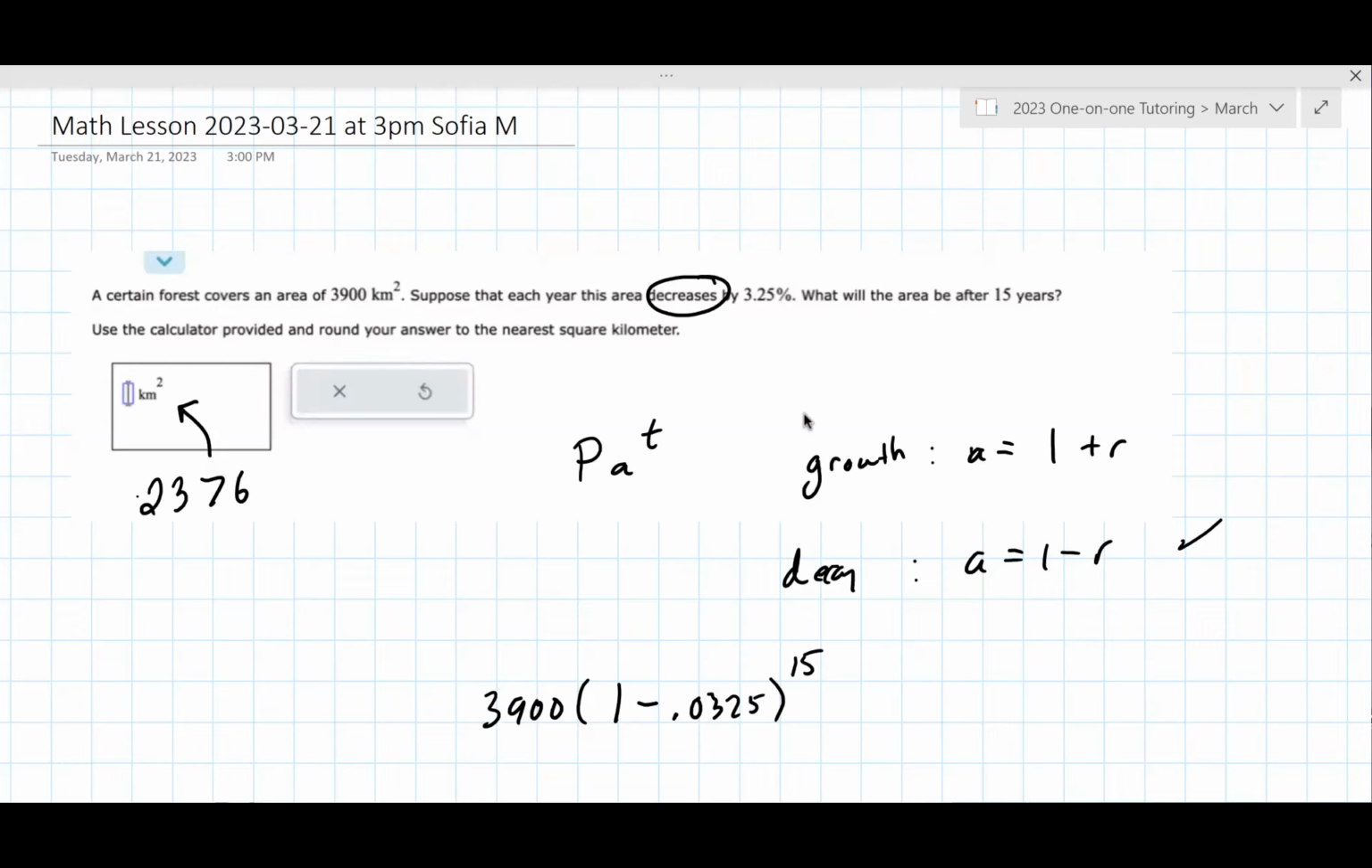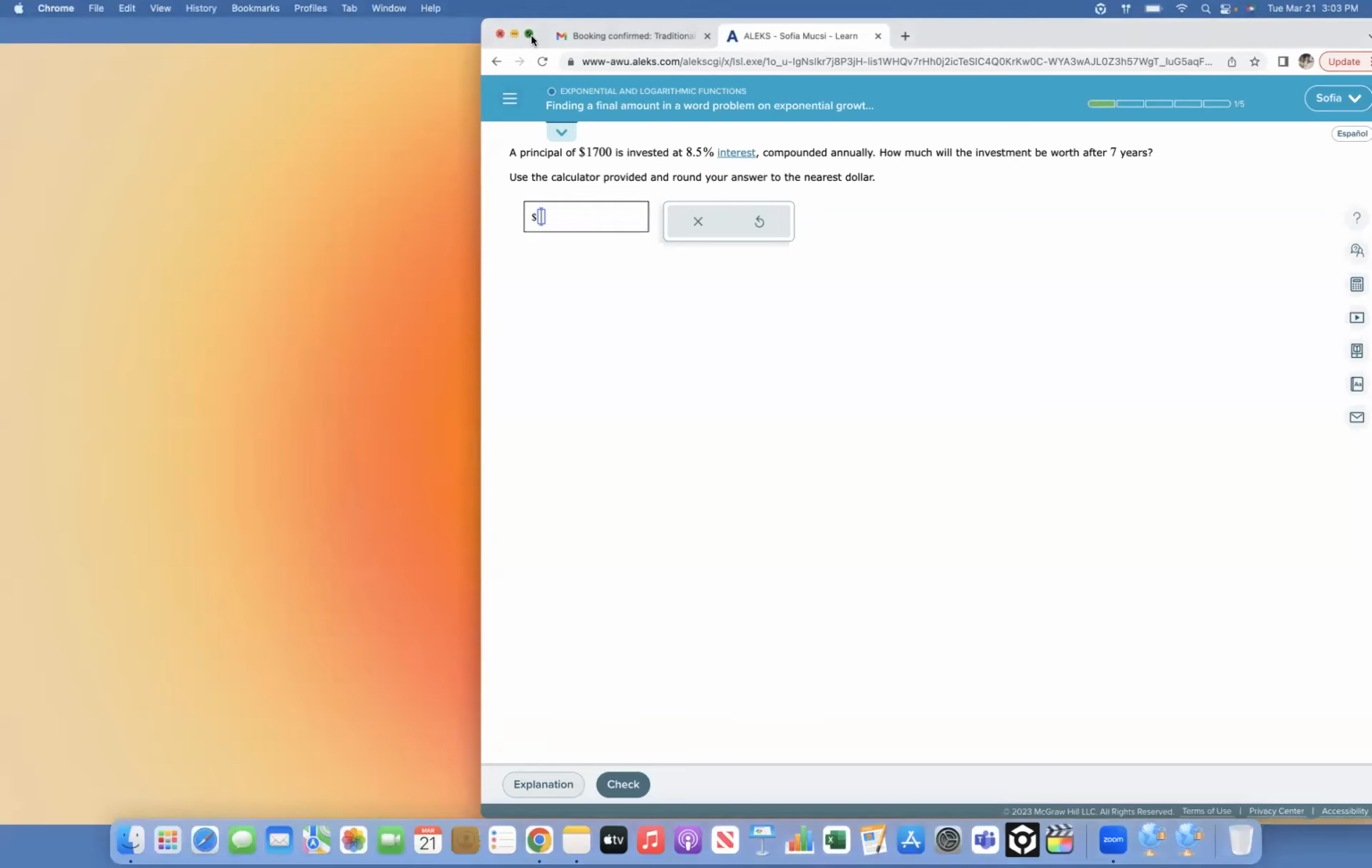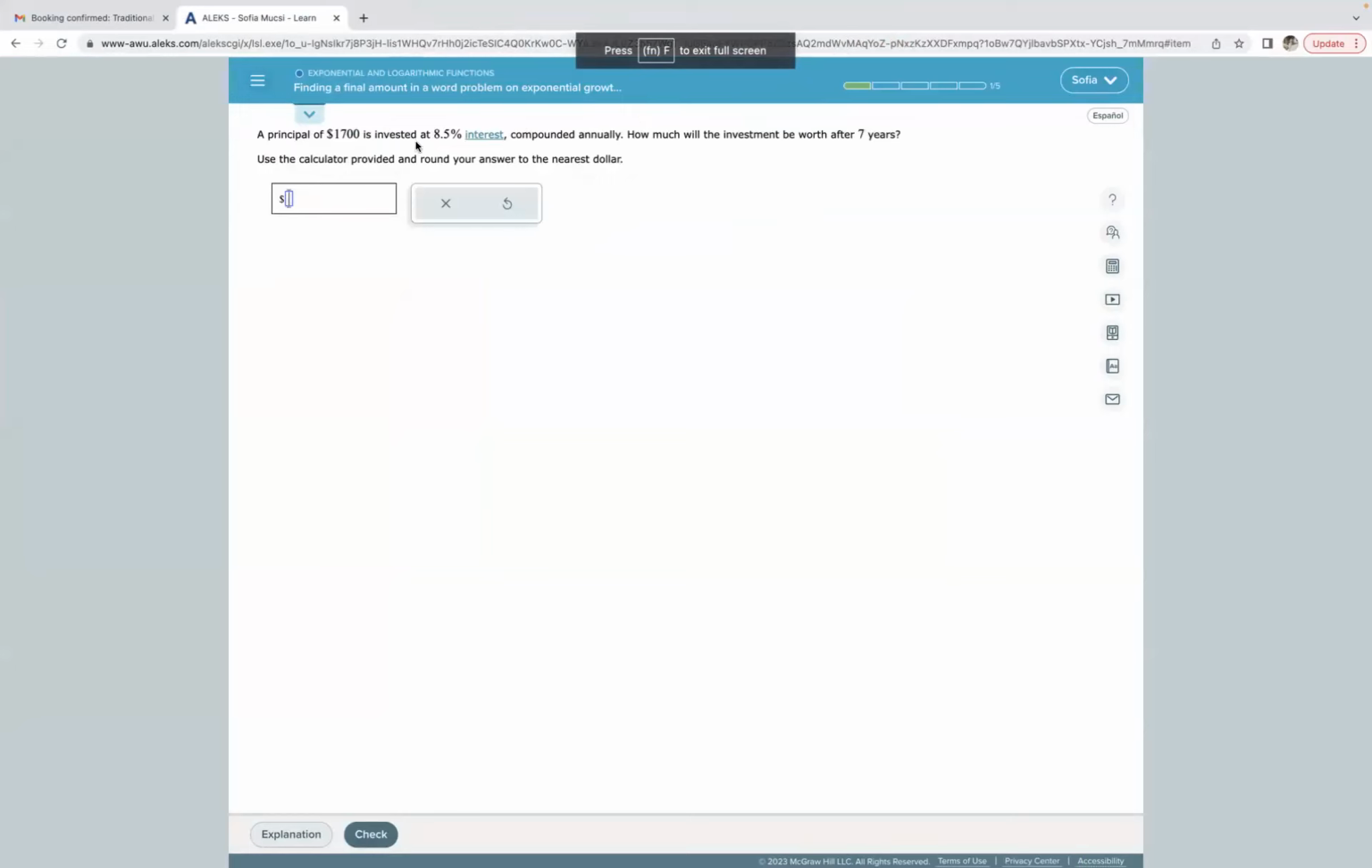Okay, I'll share my screen, then I can probably attempt this one. So principles. I think I get stuck when it says compounded annually, because then I don't know what to put.